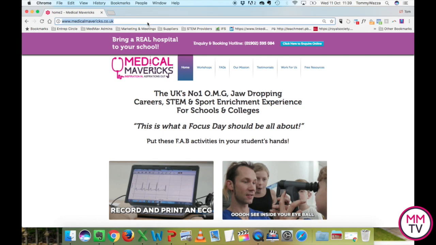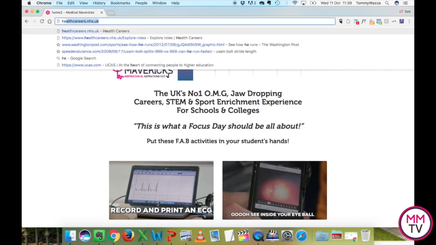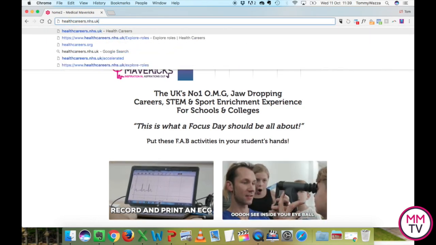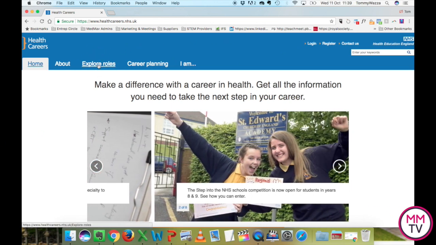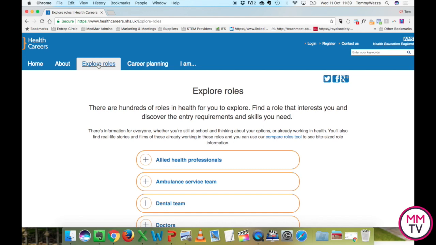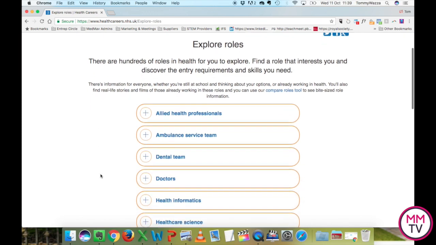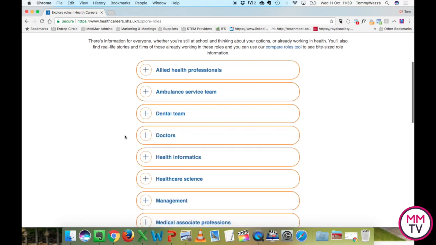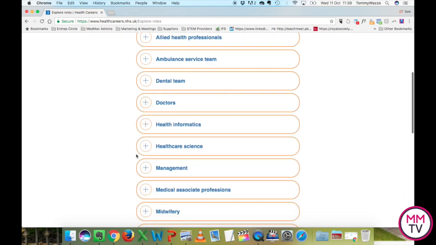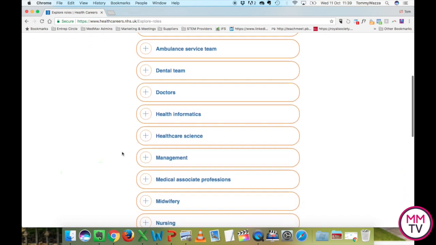So the first website we're going to go to is called healthcareers.nhs.uk, and you can see that at the top there. It brings up this awesome website that's run by the NHS. Once you're on here, click this link that says Explore Roles. It shows you these little sections. These are all the subsectors of the NHS, and within each of these are hundreds and hundreds of careers.